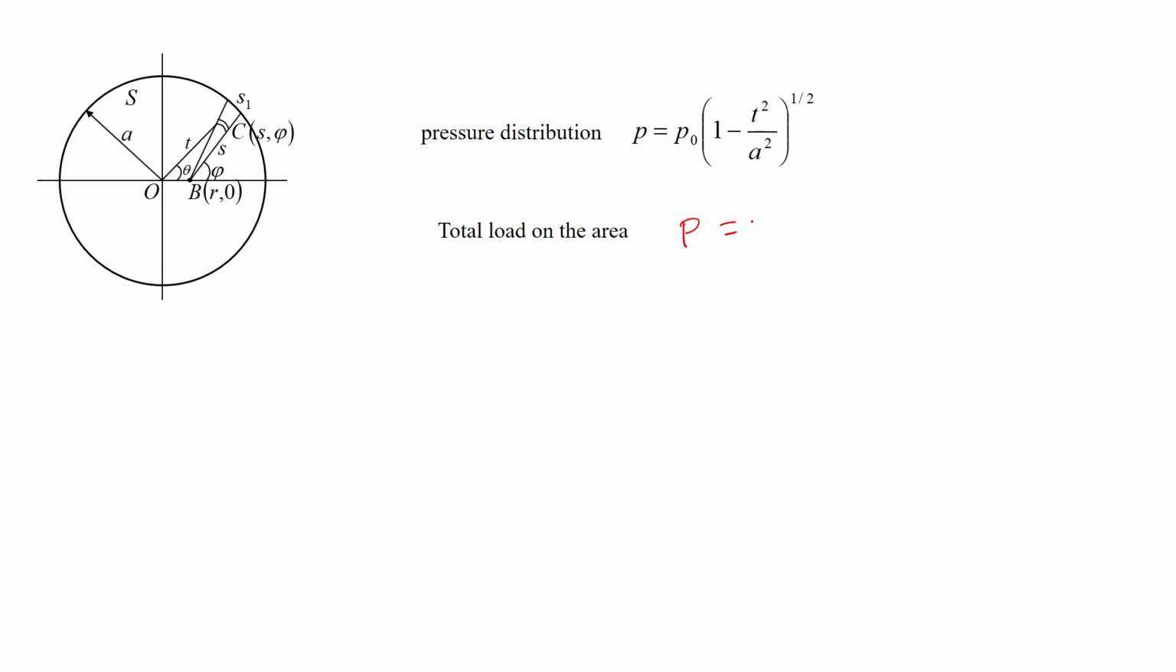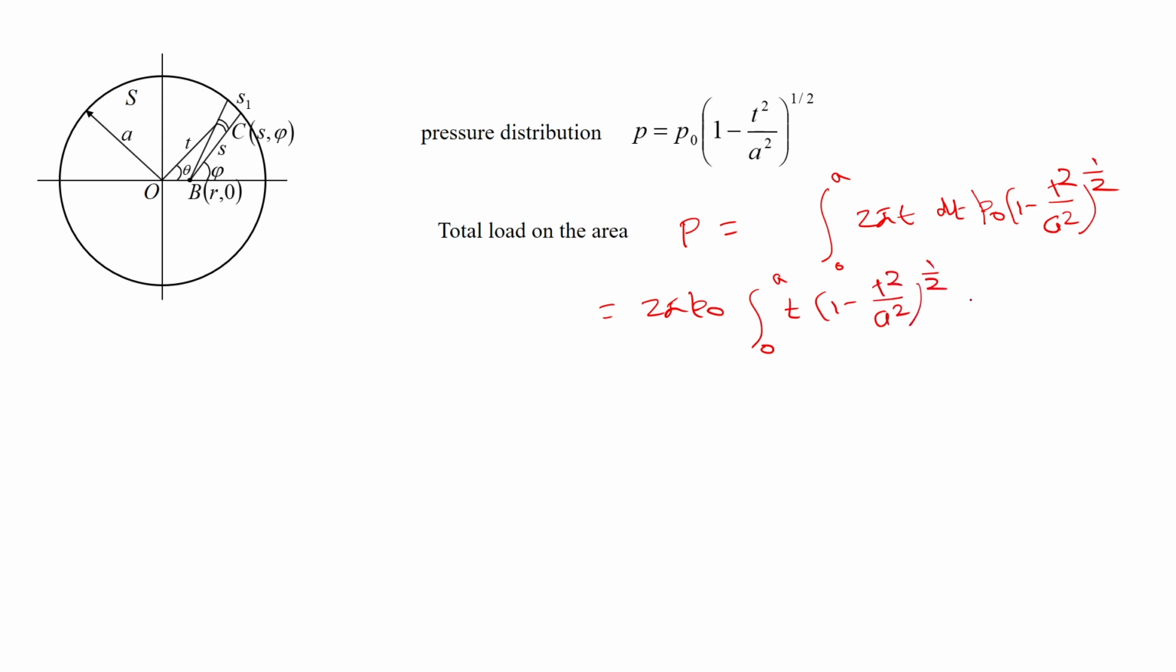So, let us first calculate the total load on this area, and that can be calculated by writing P as, first considering a ring with thickness of dt. So, the area of that ring will be 2 pi t into dt, the pressure applied is p0 into the square root of 1 minus t square by a square, and the whole area I have to consider. So, 0 to a, because t varies from 0 to a. So, here therefore, I have 2 pi p0 integral from 0 to a of t times the square root of 1 minus t square by a square dt.